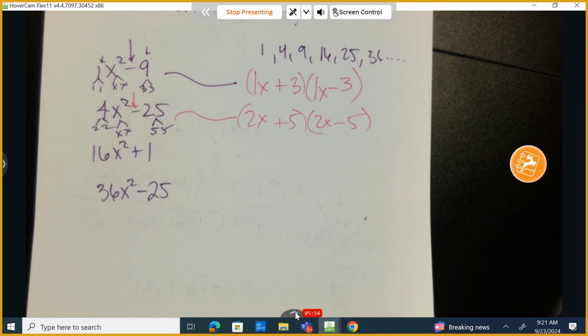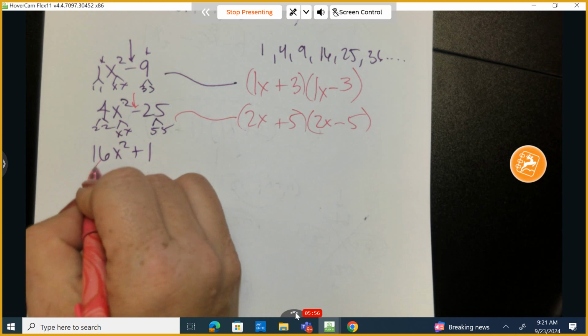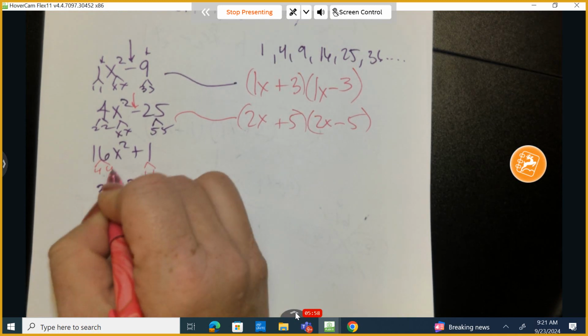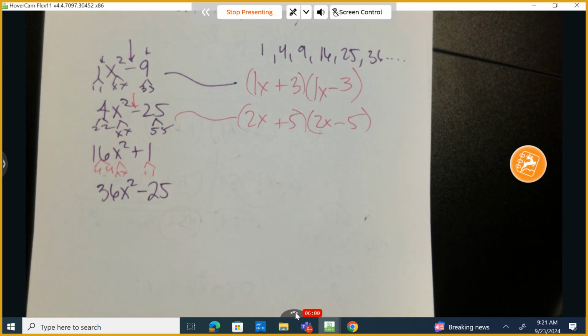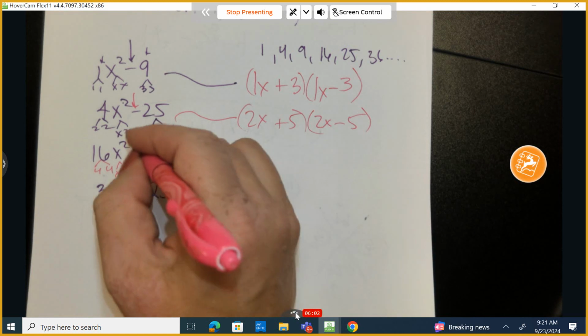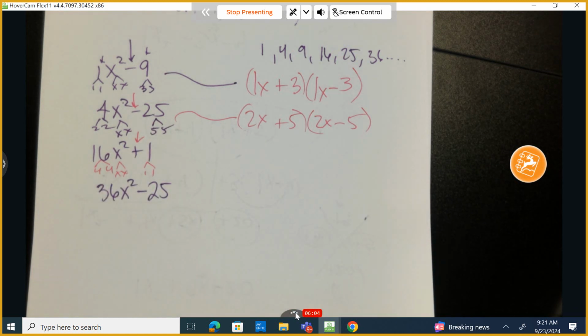Why can I not take the third expression and do the same thing? Because this breaks into 4 and 4, this breaks into 1 and 1, this breaks into x and x. Why can I not move forward? It does not have subtraction. It can't be broken apart like that.